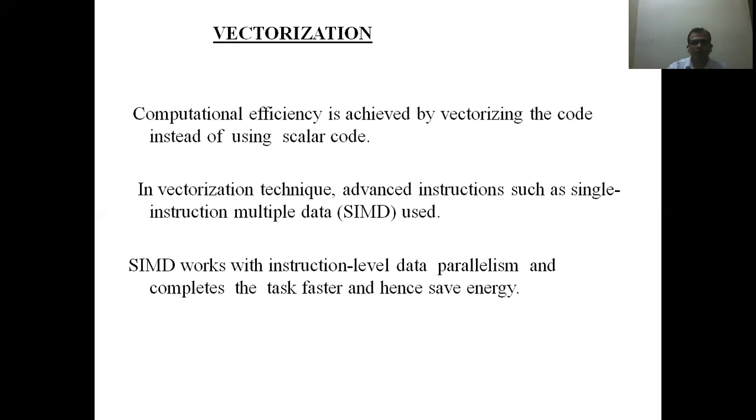Vectorization methods. So what happens here? The computational efficiency is achieved by vectorizing the code instead of using the scalar method. What is the advantage? With the vector technique, advanced instructions such as single instruction multiple data can be used. SIMD works with instruction-level data parallelism and completes the task faster, hence it saves energy. Multiple data can be acted on using a parallelism method, so that multiple tasks can occur at a time. So it makes computing faster and saves the energy.